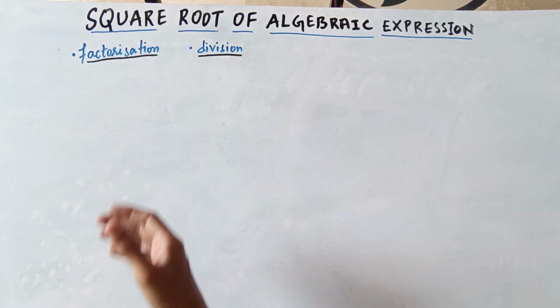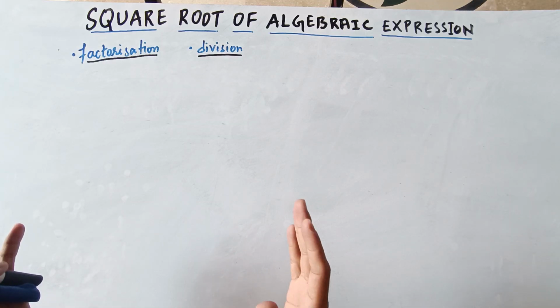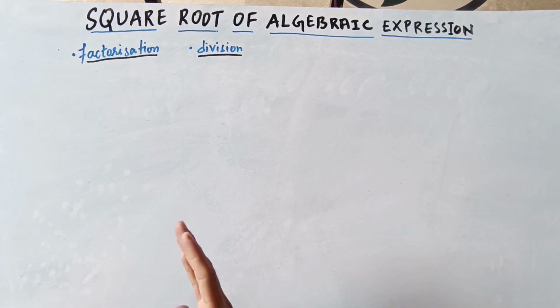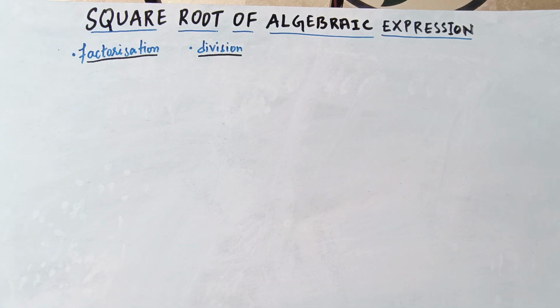But why are there two methods? Because the factorization method is limited to a particular algebraic identity, but the division method we can use for different types of algebraic expressions. So let's see one by one, and let's understand the factorization method first by taking an example.